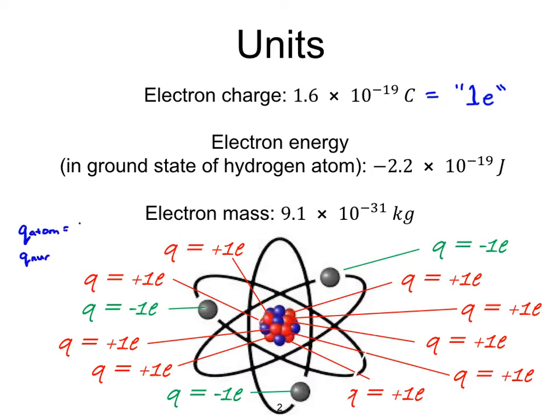Hopefully you can see that having a nice integer value of charge to work with is much easier to immediately understand if I say the copper nucleus has a charge of plus 29e than it is if I say the copper nucleus has a charge of 4.64 times 10 to the negative 18th coulombs.